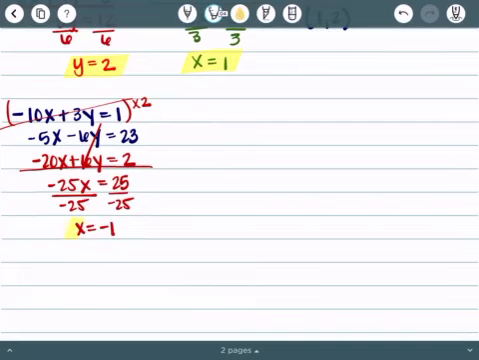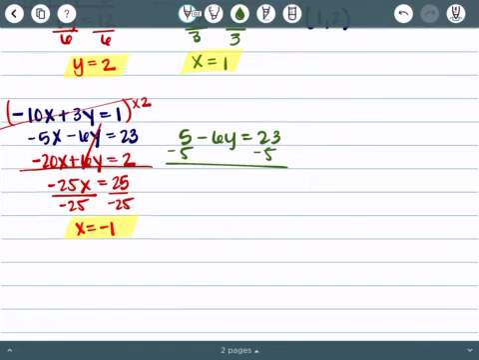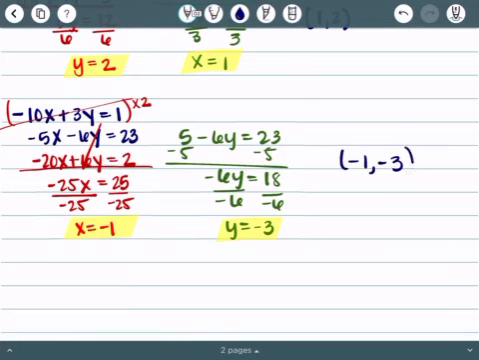So now I just need to plug that in. It doesn't matter which one, I'll probably plug into the negative 5x. So negative 5x times negative 1 is positive 5, minus 6y equals 23. Subtract 5 from both sides. Negative 6y equals 18. Divide by negative 6. And y equals negative 3. So my final answer is negative 1, negative 3.